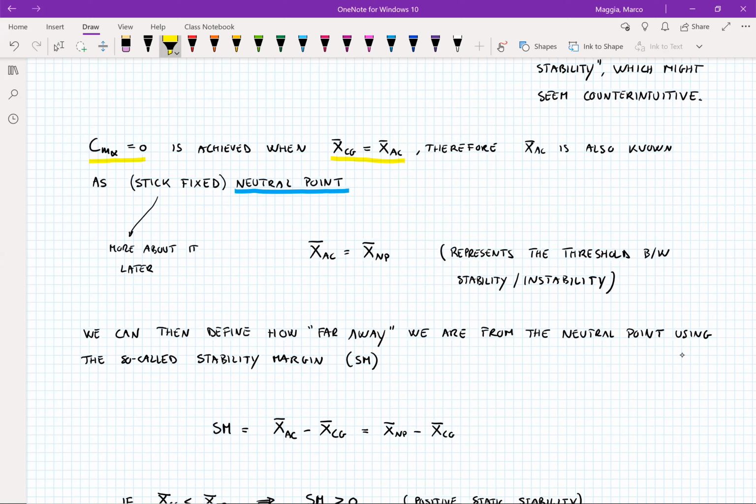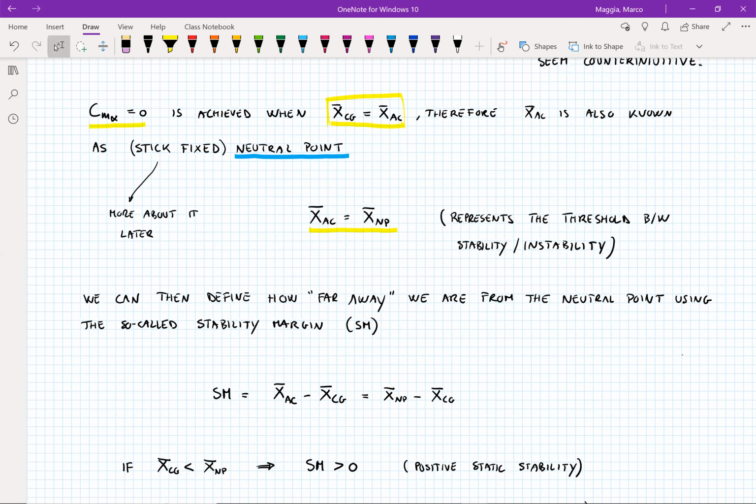So since the second one is also a condition for neutral static stability, the aerodynamic center itself is also known as the neutral point. So that's why we have this equality. And it represents, if you wish, the threshold between stability and instability. If the center of gravity, we're going to see in a few minutes, is ahead of it, then we have static stability. If it coincides with it, it's neutral stability, neutral point. If it is behind, we have instability.